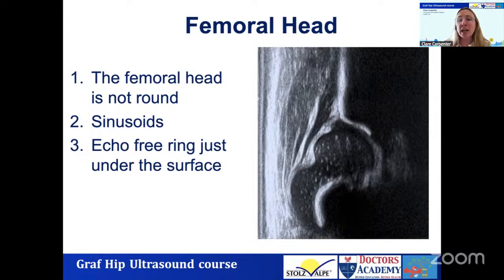And again, sometimes you see a little black line right on the femoral head. It almost comes round. This is not fluid, okay? This is just an echo-free ring that we see just on the femoral head, and you can just about see it there. And again, these are all the peculiarities of when you're getting used to looking at ultrasound.